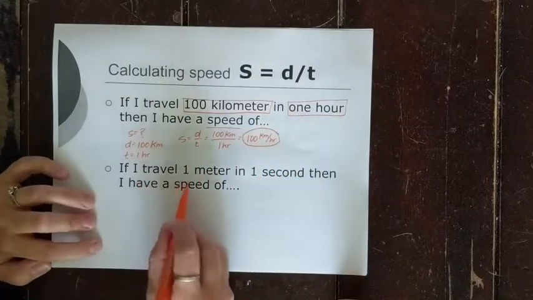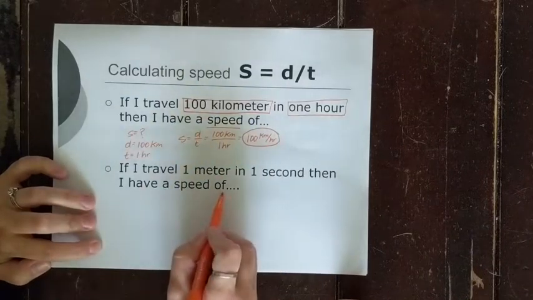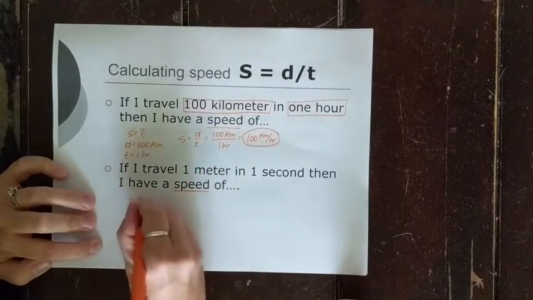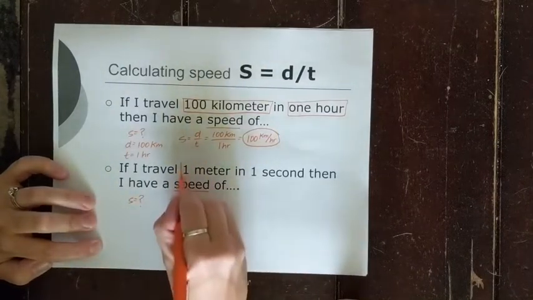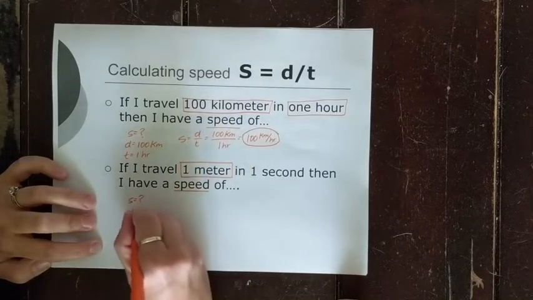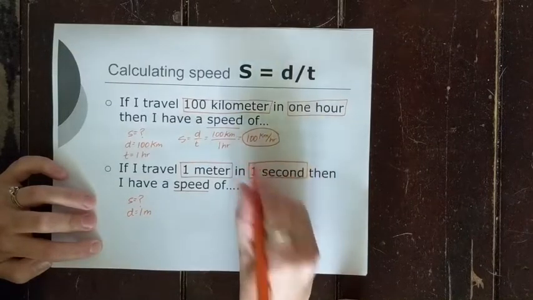How about this one? If I travel 1 meter in 1 second, then I have a speed of... Again, we're looking for speed. What is my speed? I travel 1 meter, so that's my distance, in 1 second, which is my time.